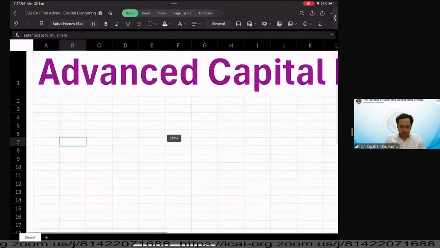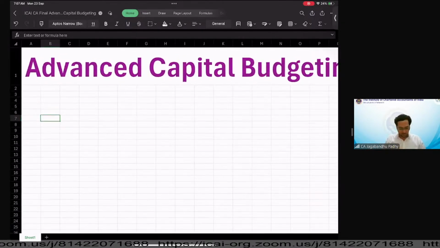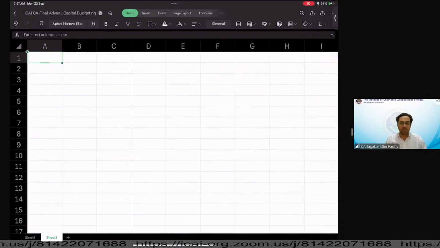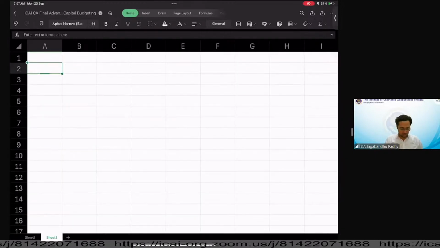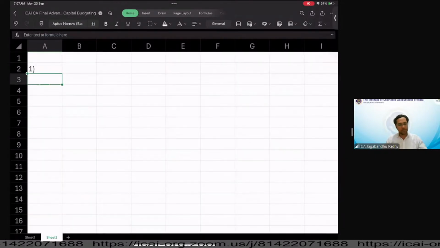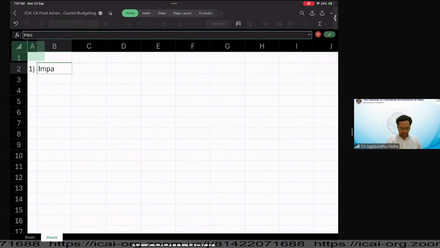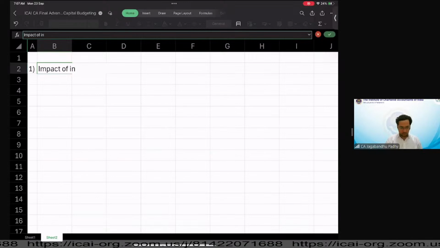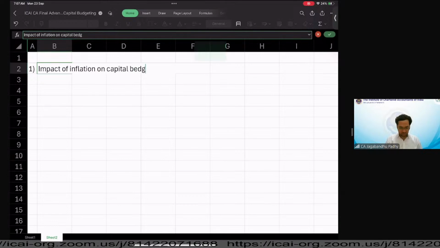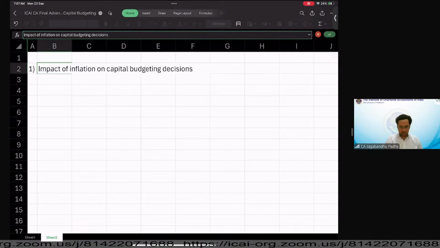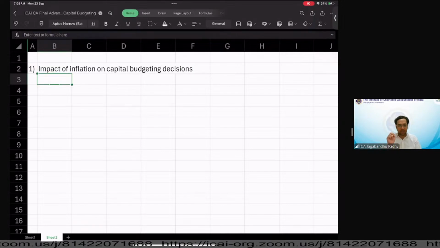Now, in this advanced capital budgeting, the first point of our discussion is going to be the impact of inflation on capital budgeting decisions, right? These are the impact of inflation on the capital budgeting decisions. Okay.